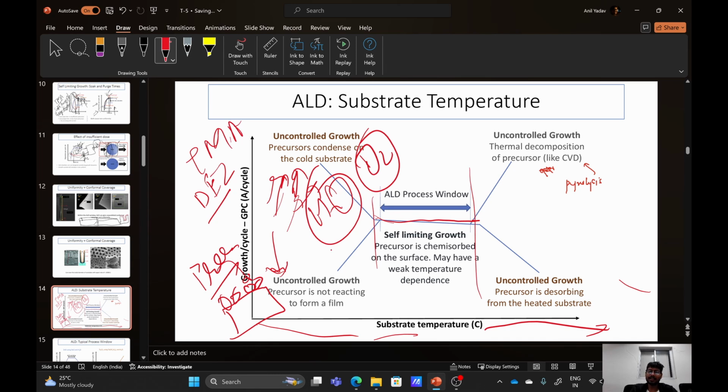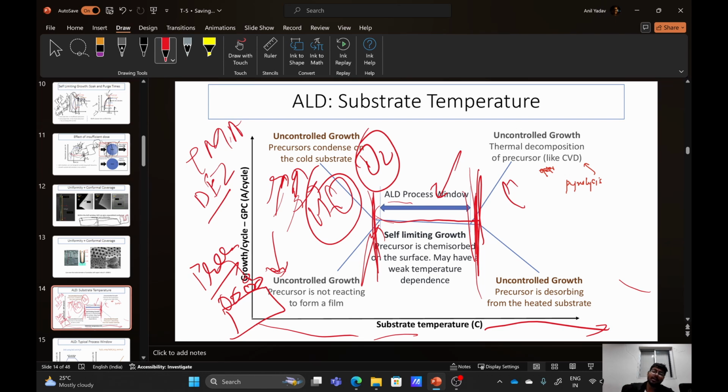So in this case, this has reacted with the substrate, and it is chemisorbed on the surface. In this region there will be a very weak dependence of the growth per cycle on the temperature, and this is our region of interest. This is what we can call the ALD process window. And at higher temperatures, what can happen is there can be a thermal decomposition of the precursor itself.